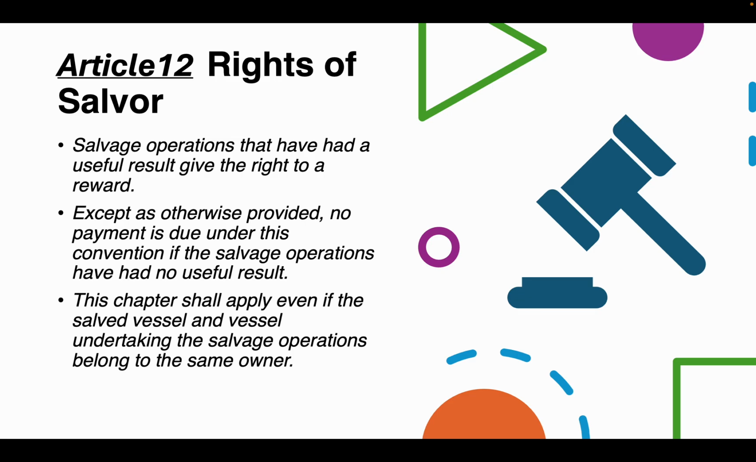Okay, this chapter shall also apply even if the salved vessel and the vessel undertaking the salvage operation belongs to the same owner. जो शिप में फायर हुआ है जिसका सैल्वेज चल रहा है और जो शिप उसका सैल्वेज कर रहा है, suppose a tug boat or a group of tug boats, अगर दोनों same owner की कंपनी, if they both belong to the same owner company, then also this chapter applies to them.